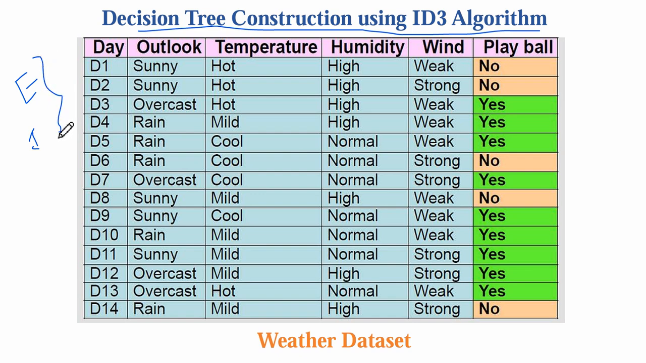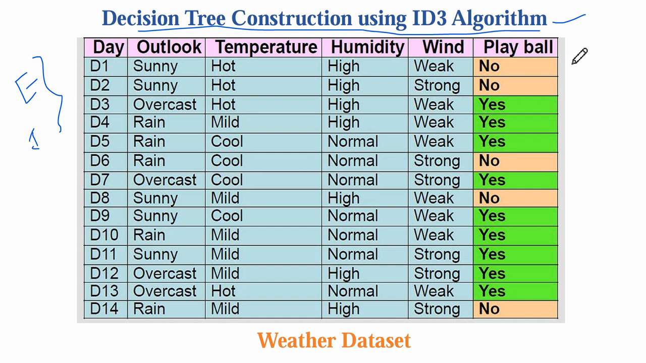If you don't know how to calculate entropy or information gain for a particular feature, I have provided links in the description below. Please go through those links, then you can easily understand how to construct a decision tree using the ID3 algorithm. Why? Because in the ID3 algorithm, we mainly use entropy and information gain to construct a decision tree.